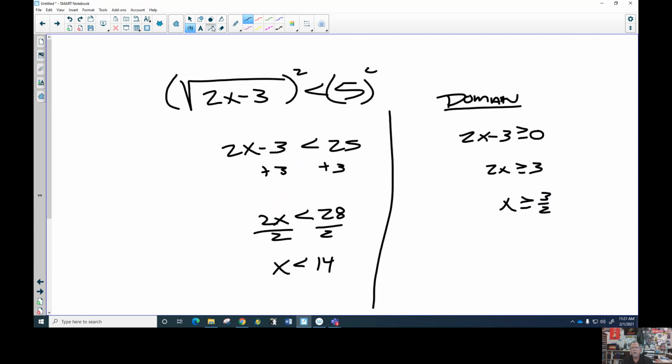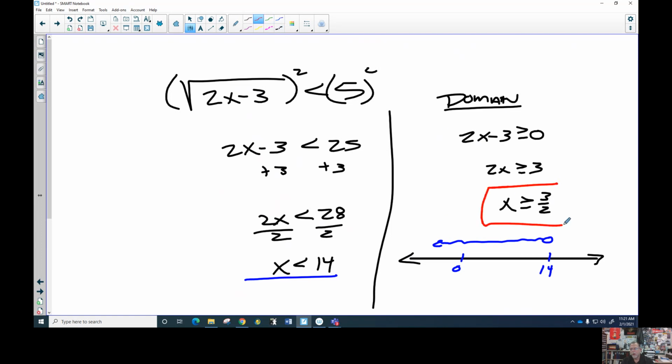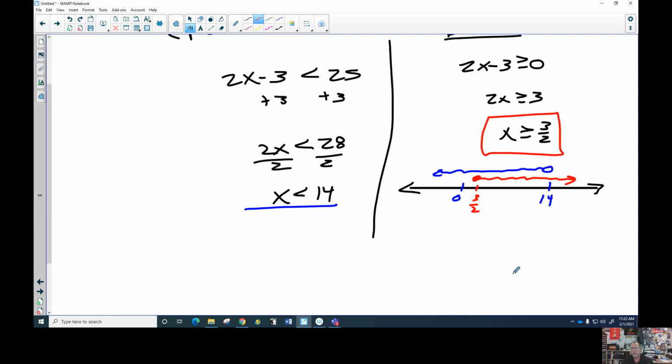So again, if you have trouble visualizing this, you can always make yourself a number line and see where the overlap is. So if we start with the solutions, x less than 14. So if this is 0, this is 14, we want x less than it. So it's going to be an open circle going this way. Now this one is the domain. This is all the values we can use. X greater than or equal to 3 halves. So if 3 halves is here, we're saying greater than or equal to this way, everything that way. So where's the overlap? Well, take a look at that.